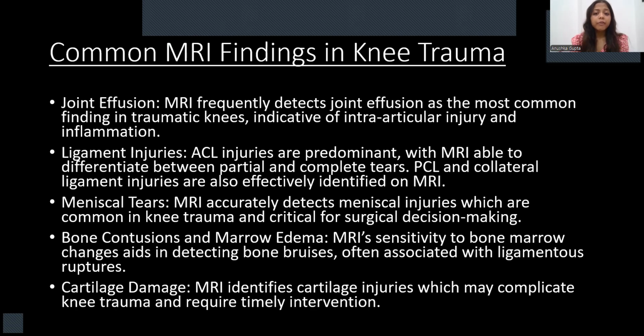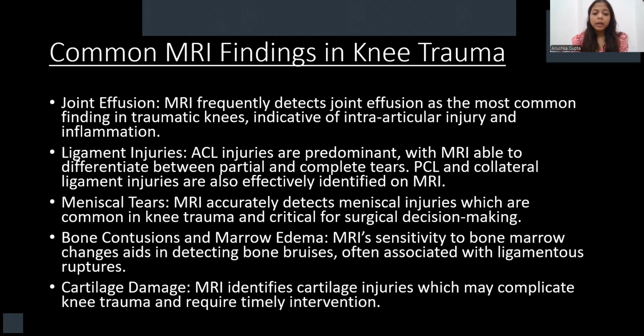So the results, common findings were joint effusion, ligament injuries, meniscal tears, bone contusion and marrow edema, and cartilage damage. So joint effusion is usually detected as the most common finding in traumatic knee injuries, indicative of intra-articular injury and inflammation. And ligament injuries, ACL injuries are predominant, with MRI able to differentiate between partial and complete tears. PCL and collateral ligament injuries are also effectively identified on MRI.